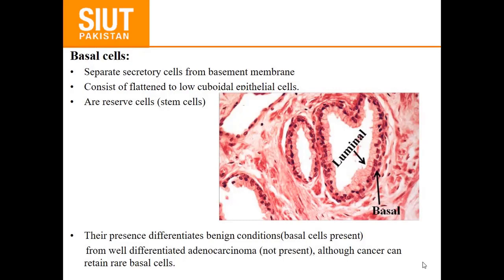And basal cells. Basal cells separate secretory cells from the basement membrane and consist of flattened to low cuboidal epithelial cells. These are the reserve cells. Their presence differentiates benign conditions from well-differentiated adenocarcinoma, although cancer can retain rare basal cells. These are the basal cells here, and these are lumina. These all are basal cells.